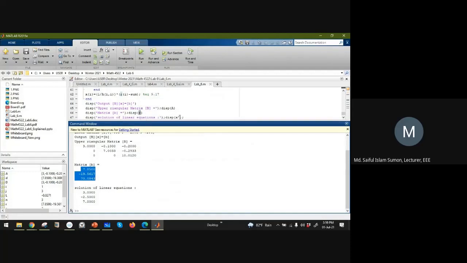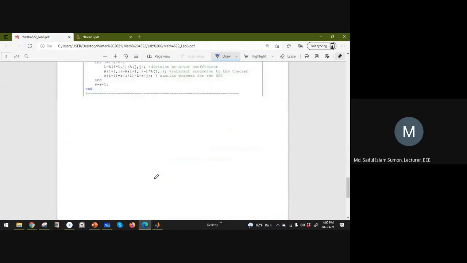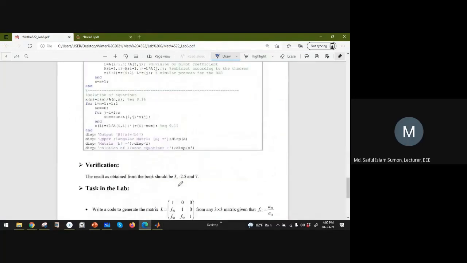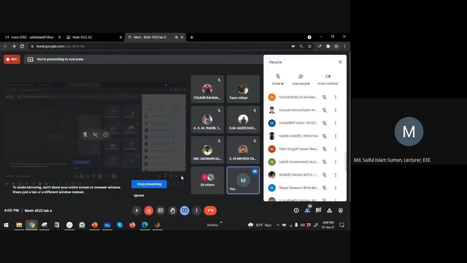As you told, X prime will just give a column matrix. You can see these are the solutions. X1 is 3, X2 is minus 2, and X3 is 7. So this is the solution. After the code, they have told to obtain the result. So I am done. Sorry for taking a long time, because there is no task.